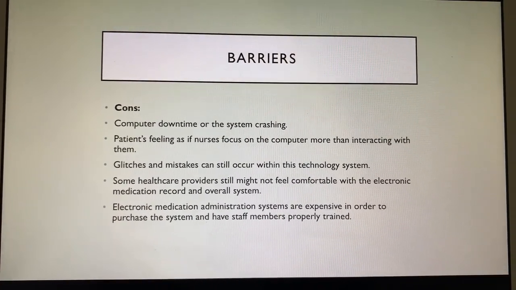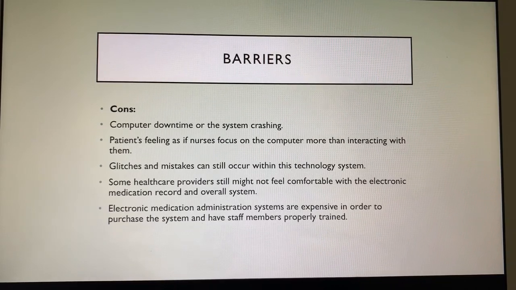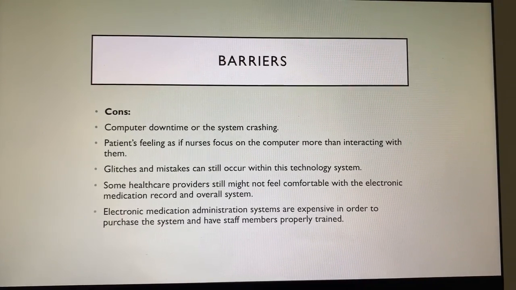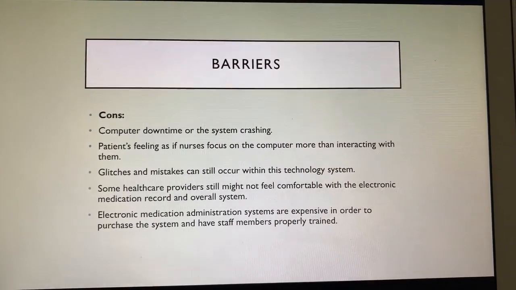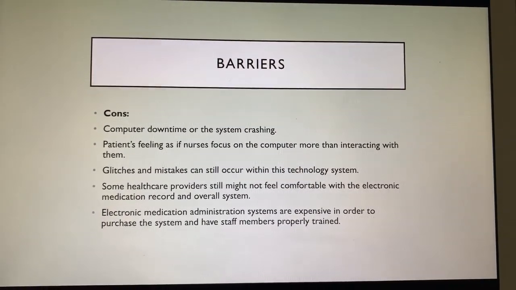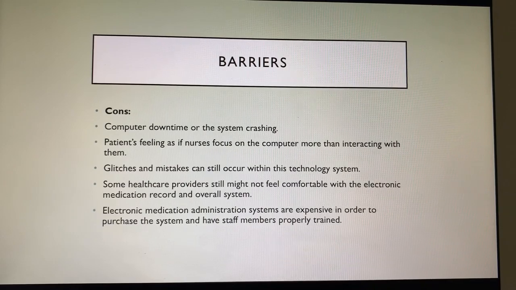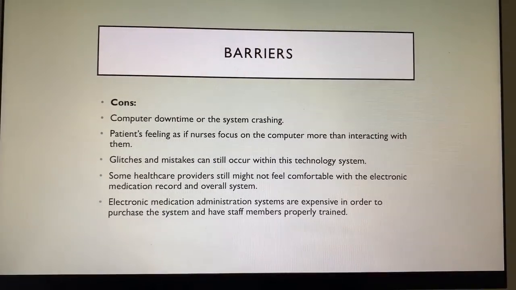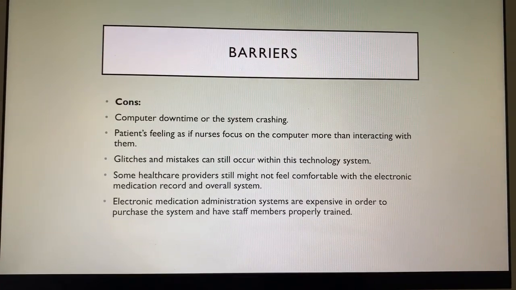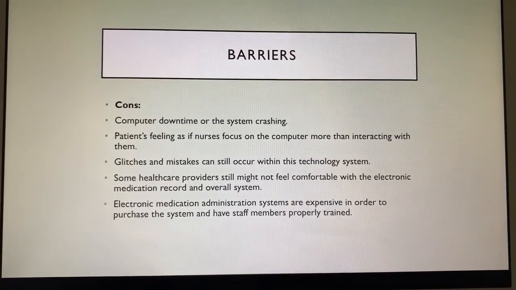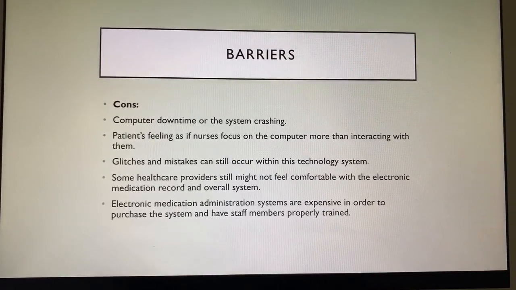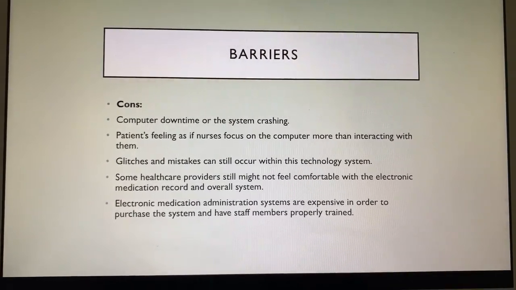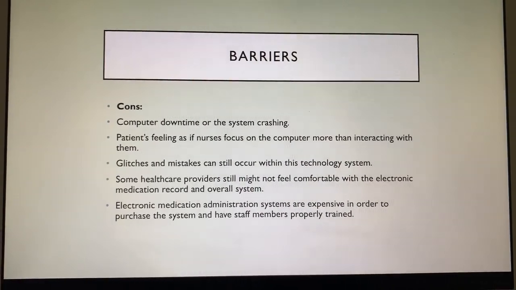Sometimes patients feel as if the nurses focus on the computer more than interacting with them, because they feel like the nurses are facing the computer too much or clicking around on the computer too much and not facing the patient and interacting with them directly, which I have seen happen often. And a lot of people as patients don't like that. They want to be talked to face to face. They want to feel like the nurse is focused on them and not the computer.